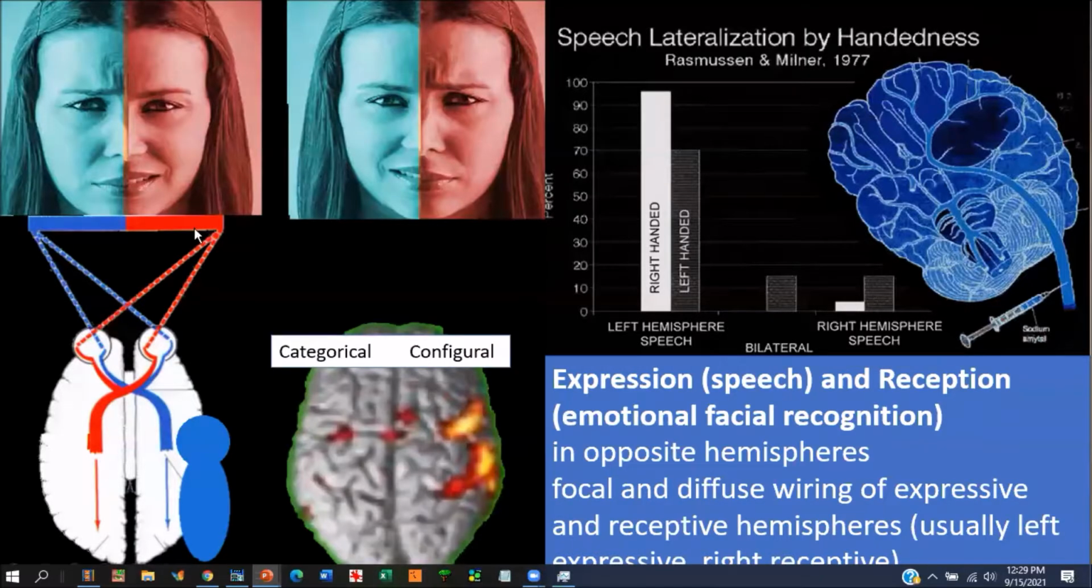So why does this work? Well, the visual field is such that everything to the left of the center point goes to your right hemisphere, this green colored part. And if you're looking at the center, everything to the right goes to your left hemisphere.